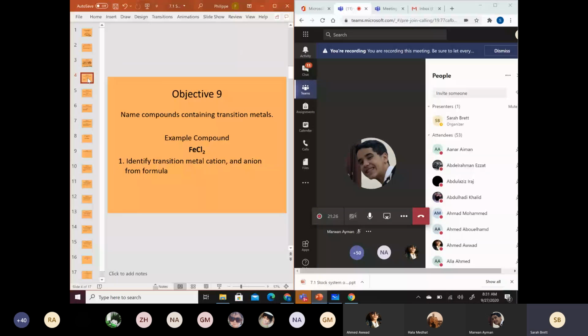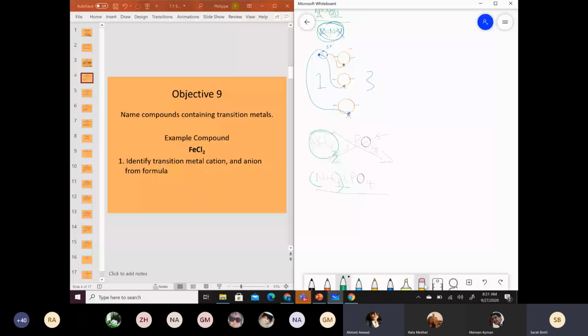Okay, so it says, name compounds containing transition metals. Example compound, iron chloride. It says, identify the transition metal, cation, and anion from the formula. Now, guys, we are going to take a look at this. If we use the rules, you didn't write the third point. It says recorded. We only have a little bit of time. Because we only have 4 minutes left, I'll go back and give you an opportunity to write that. Then we will learn the process of naming, okay?